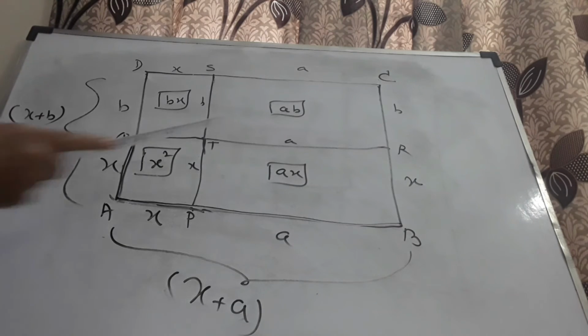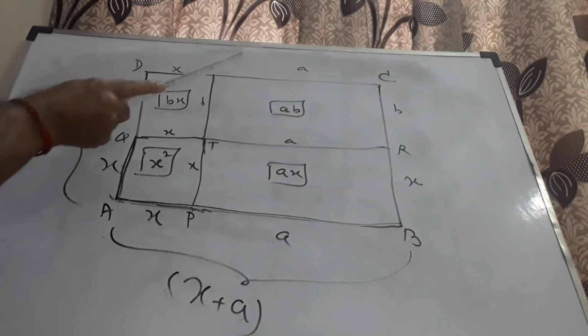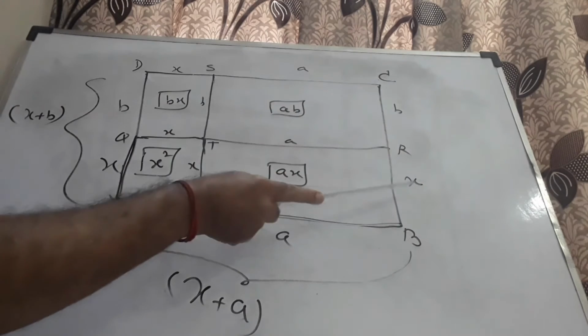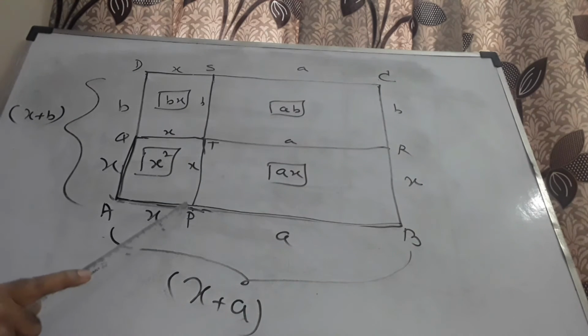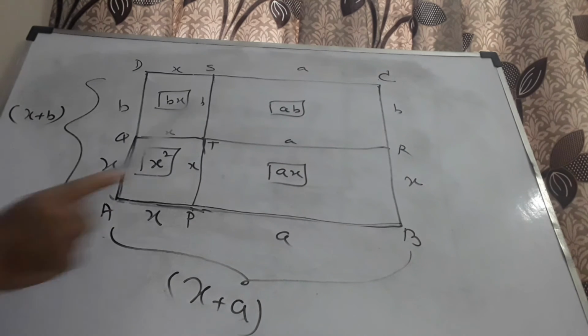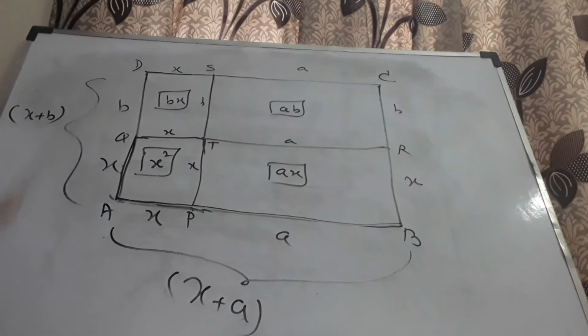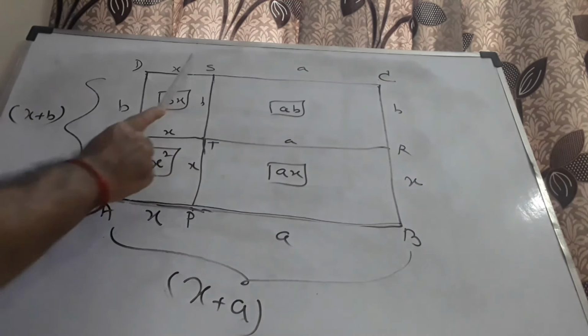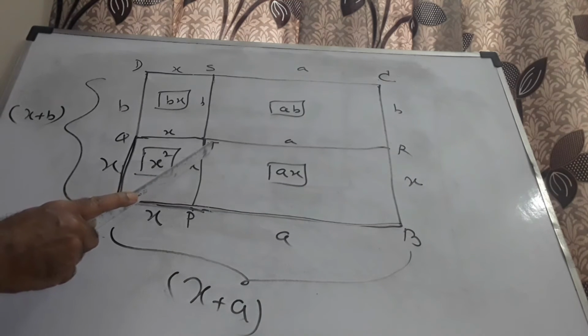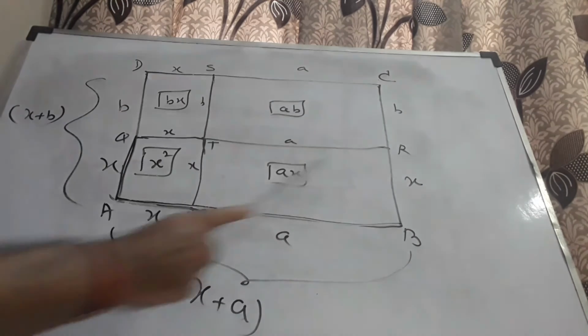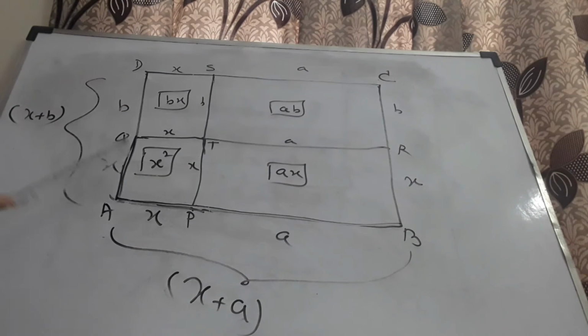Now, I will draw QR parallel to AB as well as DC, meeting BC at R. I will draw PS parallel to AD as well as DC, meeting CD at S. Now let QR and PS meet at T. Now, the whole area is divided into 4 different areas.